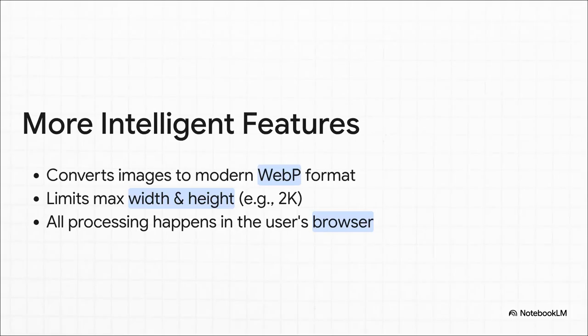Oh, and it gets even better. This intelligent approach can also do other cool things, like automatically converting all images to the super efficient WebP format. It can also cap the maximum dimensions, say to 2K resolution, so you're not storing these gigantic 8K photos. And maybe the best part of all, this processing happens right there in the user's browser, before the file even hits your server.